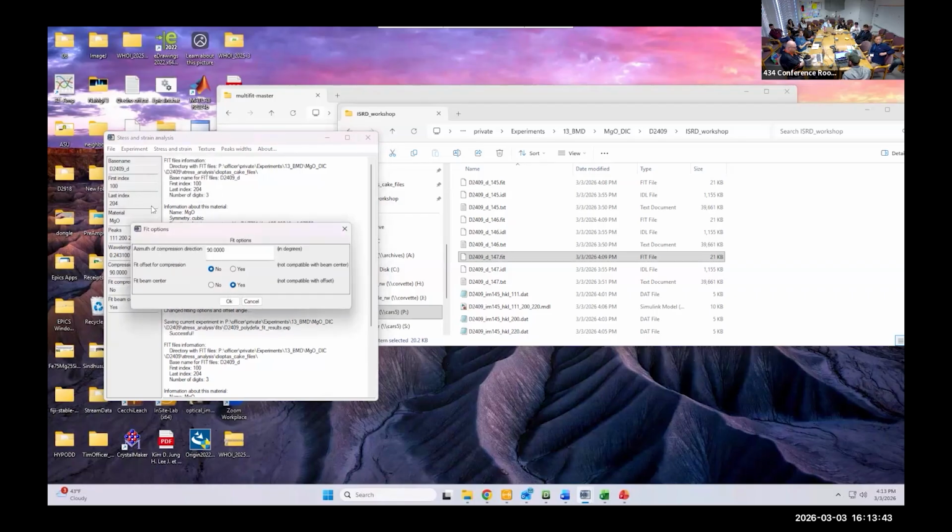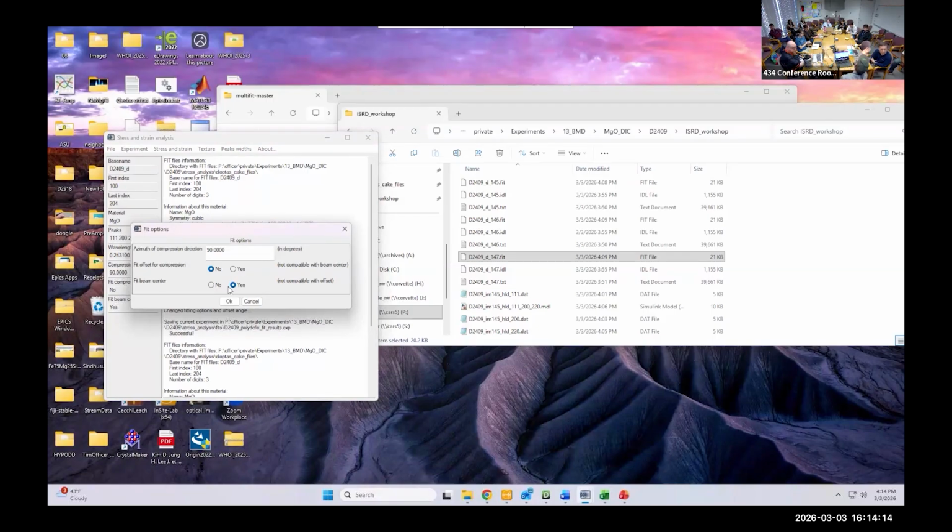And our fit options. So our maximum compression direction in our image is 90 degrees. So we put in 90 degrees, and we're going to fit the beam center. So we click yes. What's the other one? Fit offset for compression. What's that? I've never used that one. I've never used it either.